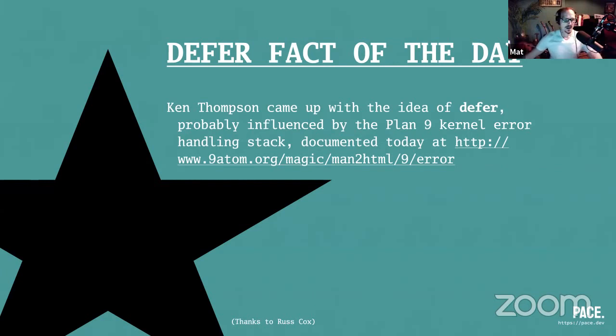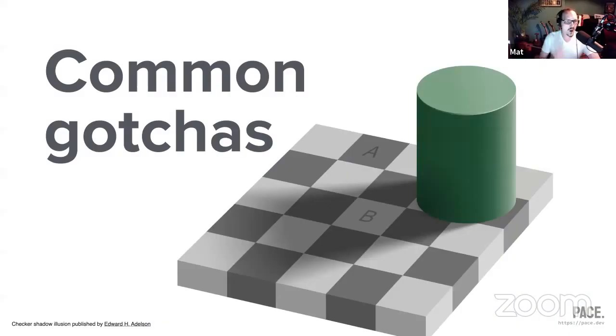So far it looks like defer is all roses. It's not all roses. There are some common gotchas. And have you seen this optical illusion before? This is amazing. The A and B squares, the background color on those squares, are the same color. And this is a common gotcha.